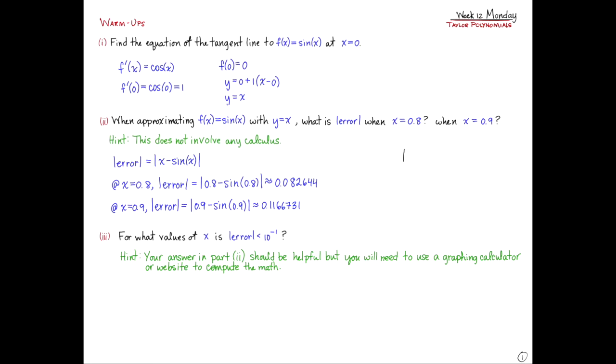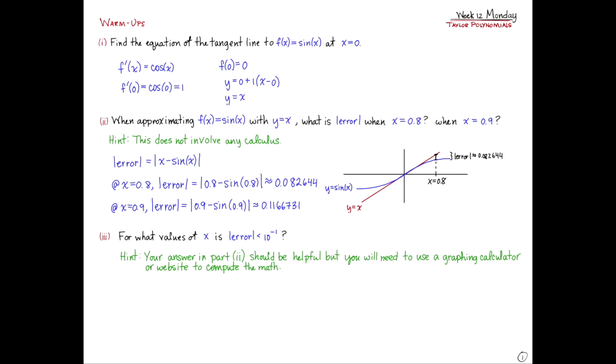Geometrically, what does this mean? Let's sketch a graph quick. In red, we have y equal to x. And in blue, we have y equal to sine of x. Let's plot x equal to 0.8. The error that we just found is the difference between y equal to x and sine x. On our graph, the size of the error is approximately 0.082644.